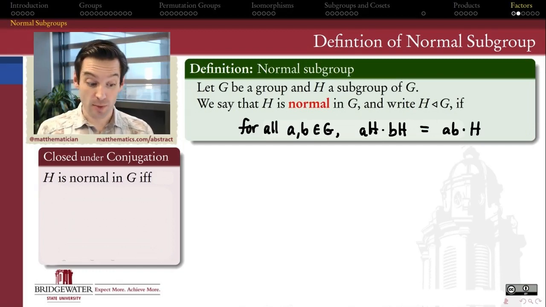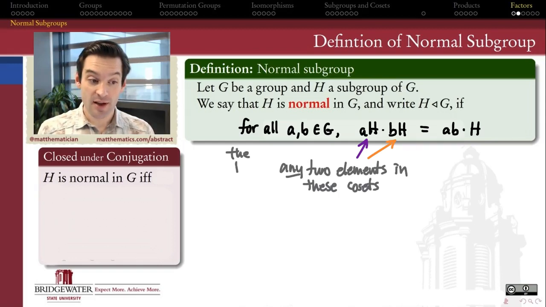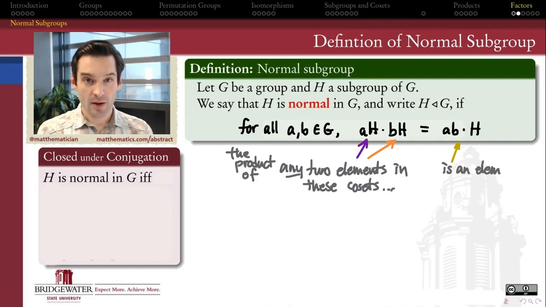We're going to say H is normal in G if, for any elements of G, A and B, the cosets associated with A and B of H, so AH multiplied by BH, when I multiply those cosets together, I get the coset associated with the product, AB times H. So any element from the coset AH multiplied by any element from the coset BH is going to give me an element from the coset AB times H. So under what circumstances can we expect for that to happen?